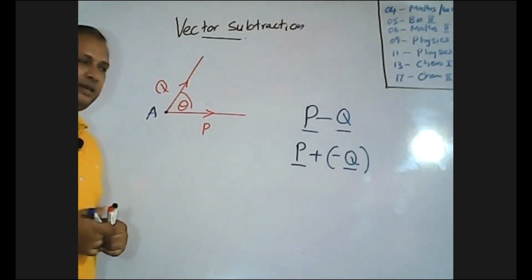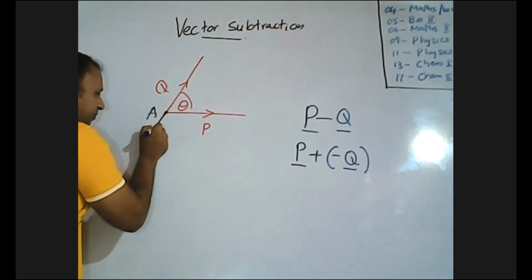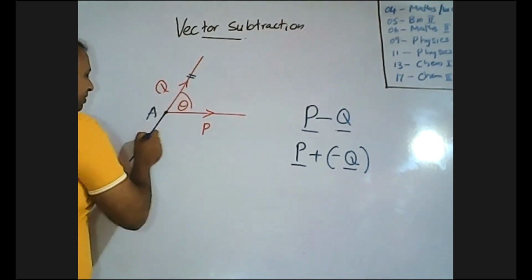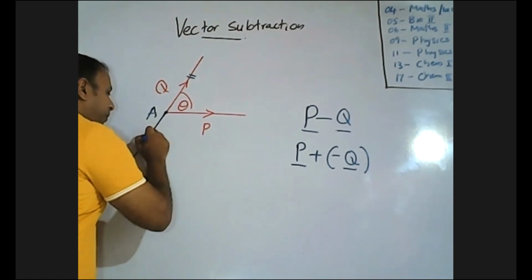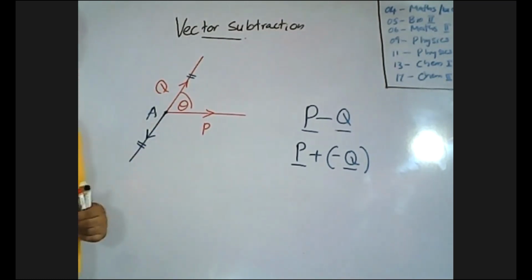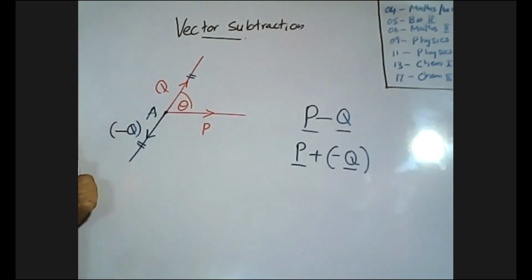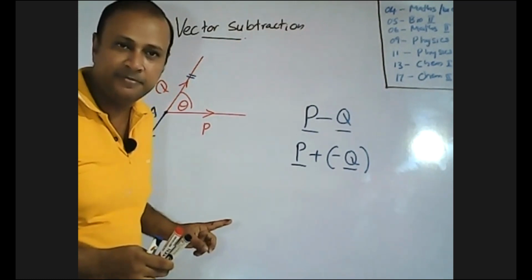Okay. So how to draw this one? You have to draw a vector which is equal in length and opposite in direction. This vector is the minus Q vector. This is the minus Q vector. Okay. Did you get my point? Anyone?